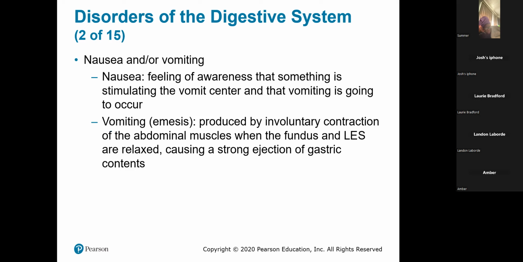Nausea or vomiting is another issue that we deal with within the digestive system. Nausea is defined as that feeling of awareness that something is stimulating the vomit center and that vomiting is going to occur. I don't know about y'all, I get like a tight sensation in the back of my jaw. My mouth wants to start watering excessively, things like that. Vomiting, or the medical term emesis, is produced by the involuntary contraction of the abdominal muscles when the fundus and LES are relaxed. This causes that strong ejection of the gastric contents.